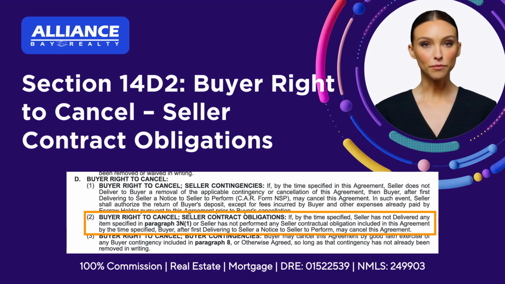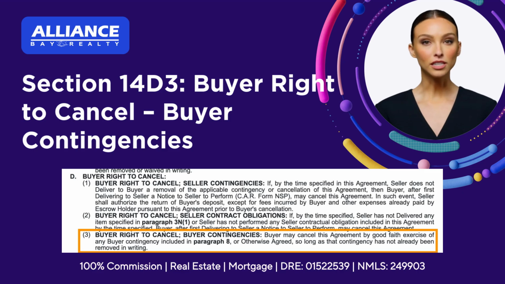Section 14D2. Buyer right to cancel. Seller contract obligations. Buyer may cancel if seller has not met seller's contract duties, for example, delivering required disclosures and reports, after 1. Delivering a notice to seller to perform, NSP, and 2. The seller still fails to perform. Section 14D3. Buyer right to cancel. Buyer contingencies. Buyer may cancel under any buyer contingency in Section 8 or elsewhere, as long as that contingency has not already been removed in writing and the cancellation is done in good faith and within the allowed time.